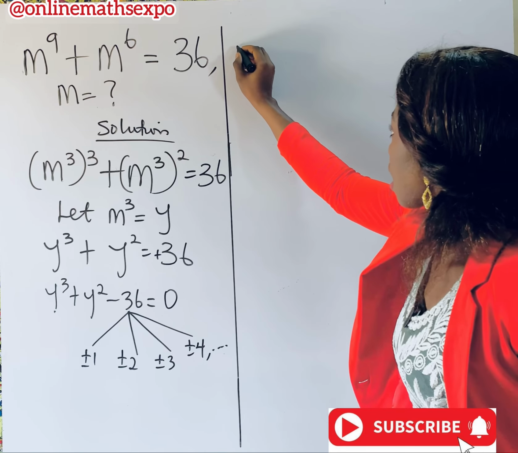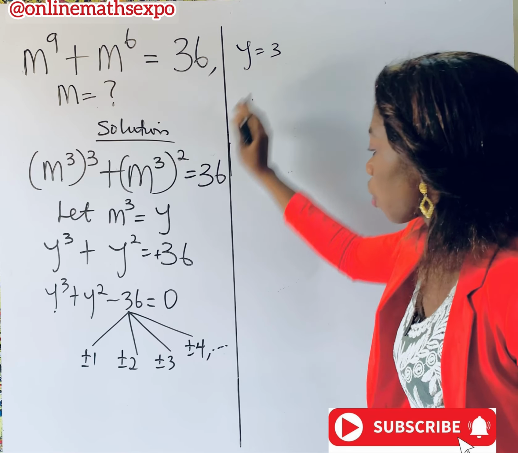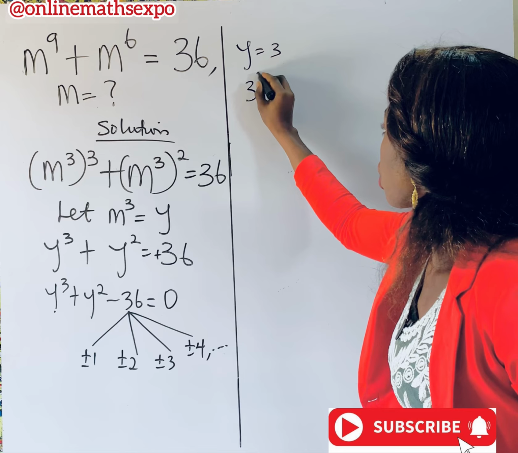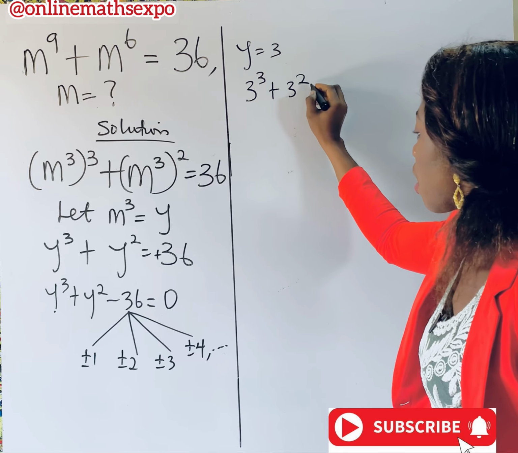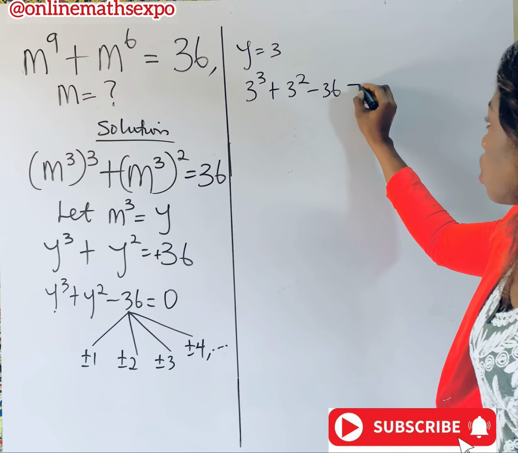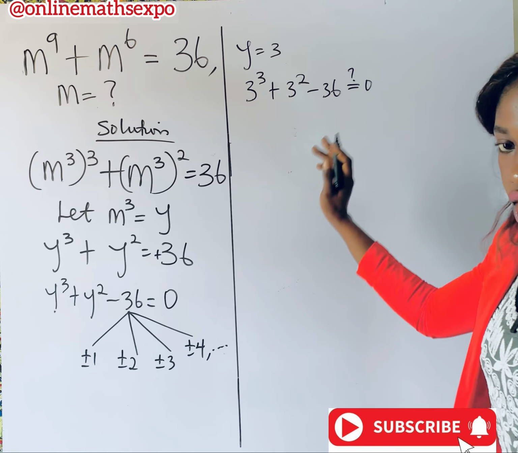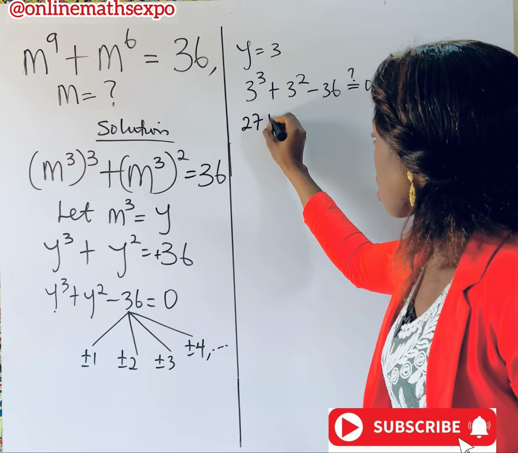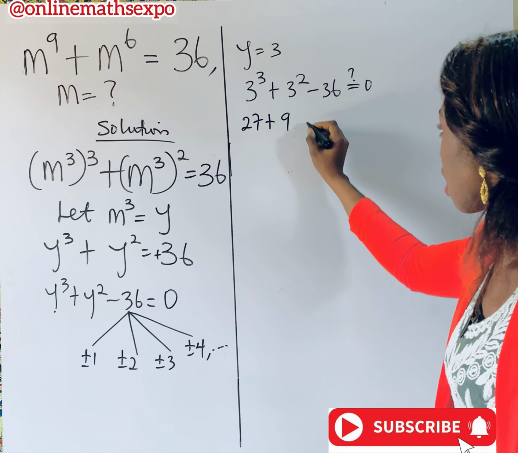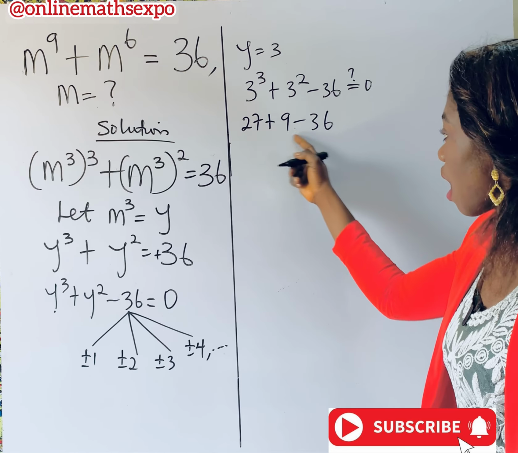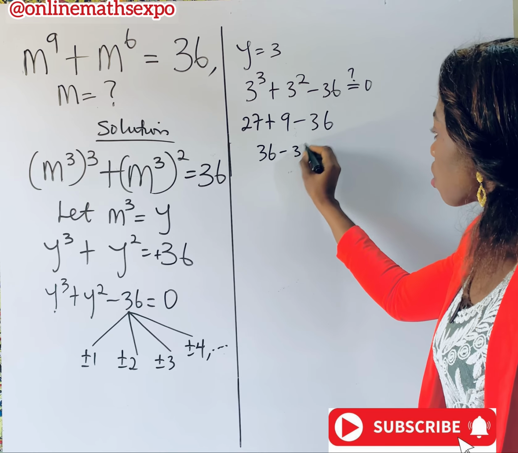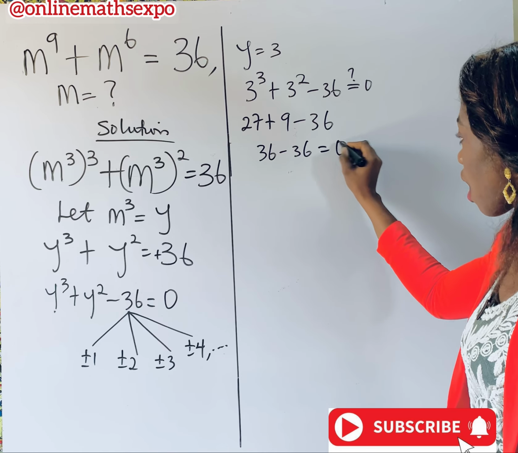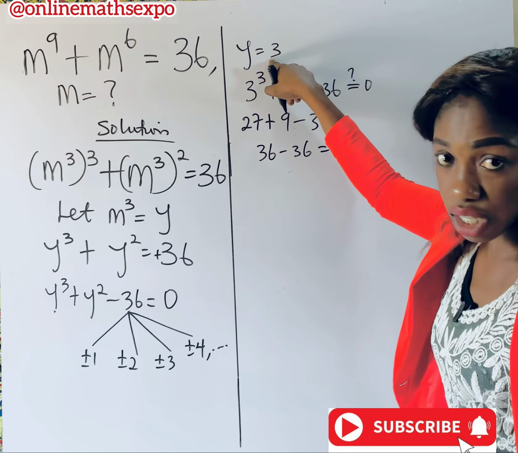So we can now say, when y is 3, plug it here, we're going to have 3 cubed plus 3 squared minus 36. Will it be equal to 0? Let's check. 3 cubed is 3 times 3 times 3, which is 27. This will give us 9 minus 36. If you add this, it gives 36. Subtract is 0. So it means that this is true.